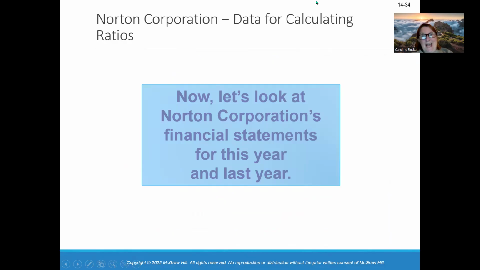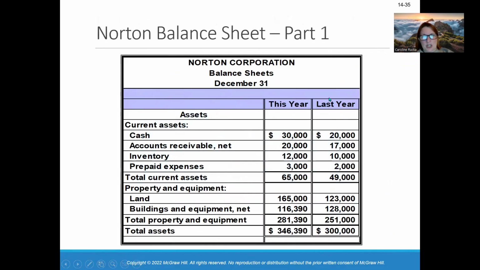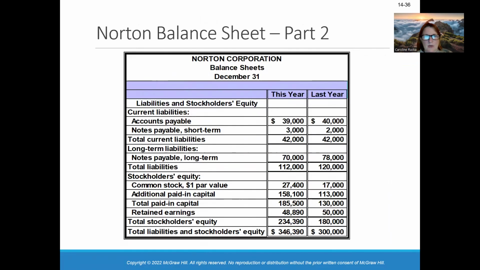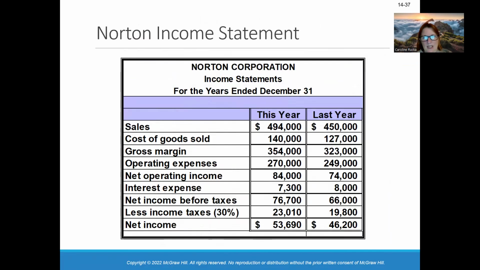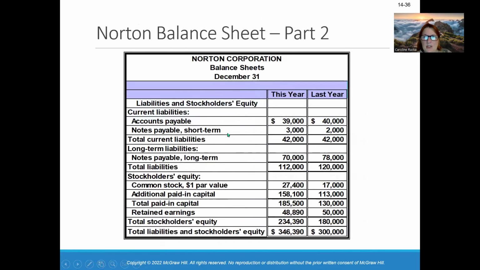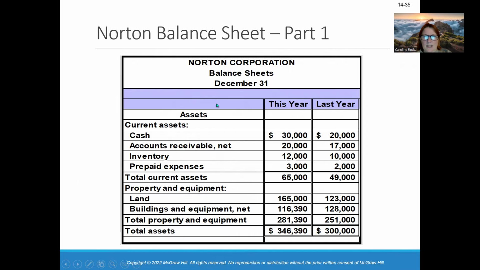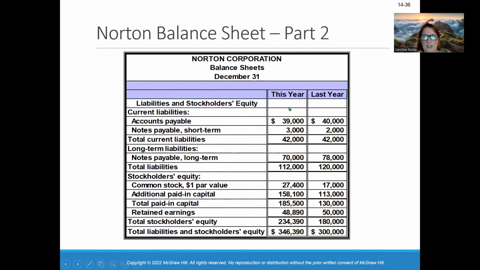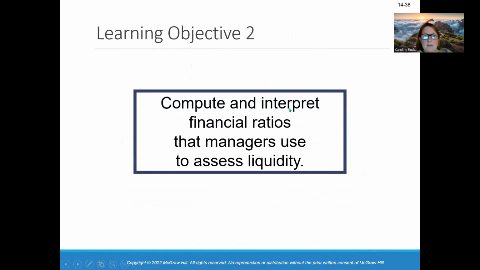So now let's look at ratios for comparing our income statements. All right, so here we have Norton's balance sheet, with assets, liabilities, and equity, and here's our income statement. Based on these financial statements, go ahead and feel free to open your slide deck in another window and flip back and forth. We're going to be using these financial statements for a whole bunch of ratios.